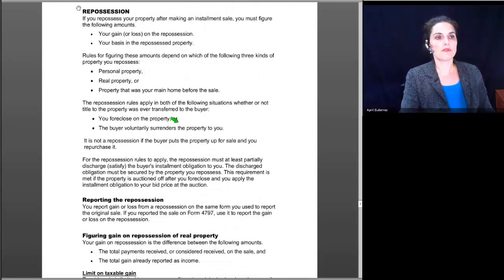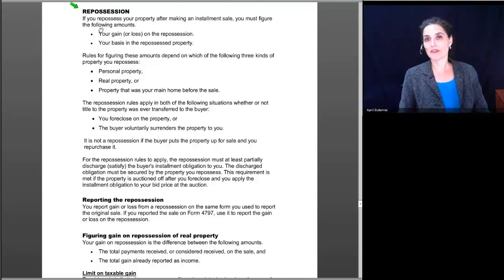Let's talk next about repossession. Does it ever happen that you set yourself up an installment sale and then the buyer of the property defaults and you end up repossessing the property? I know it circulates in our office. We certainly have clients who have it happen to them.